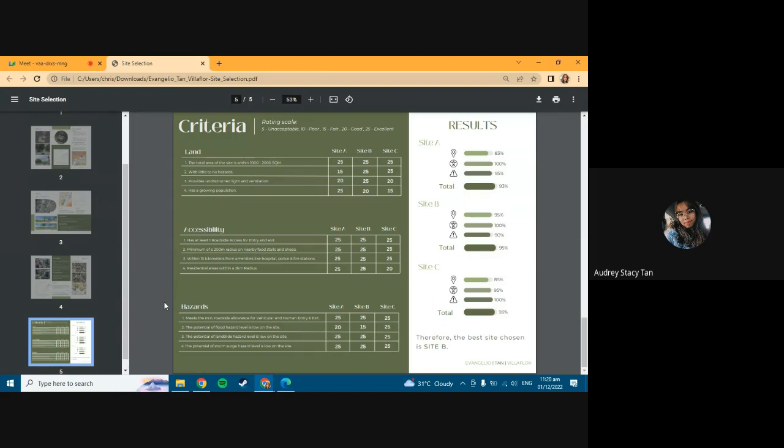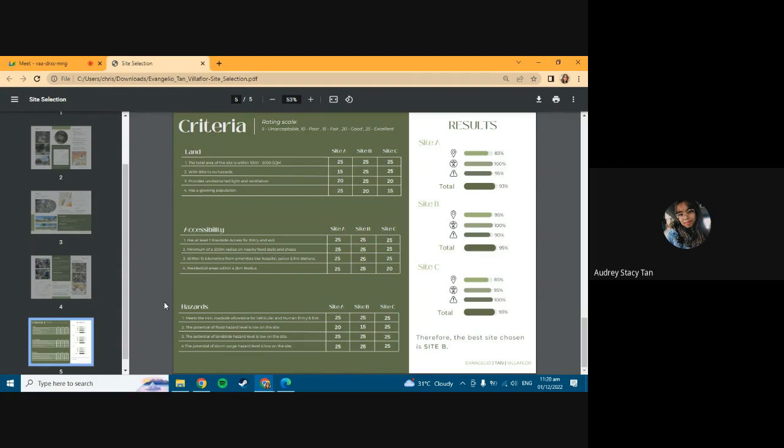So 5 is usually rated as below the standards we based on, like the total area, if it's below 1,000 or 2,000 and so on. For site A, it has a total for the land area of 83%. For accessibility, it reached 100% and hazard 95%.